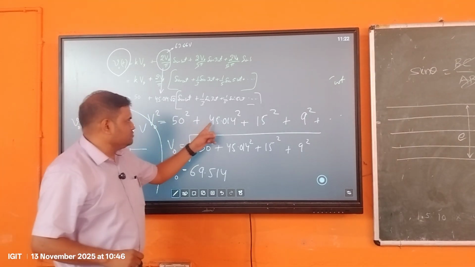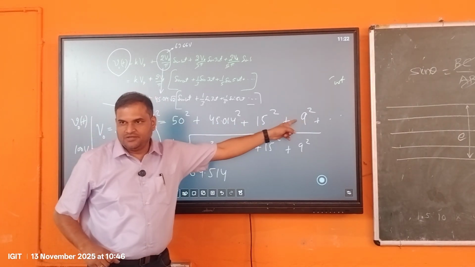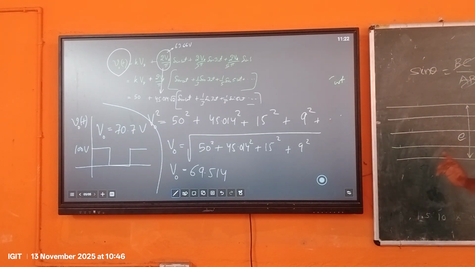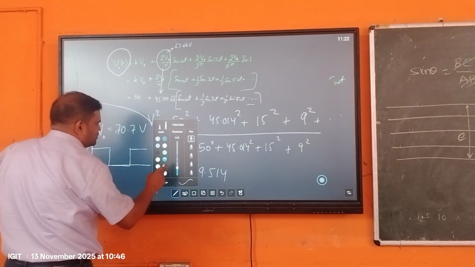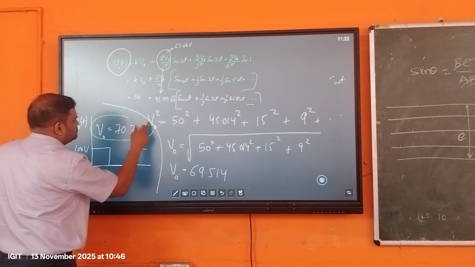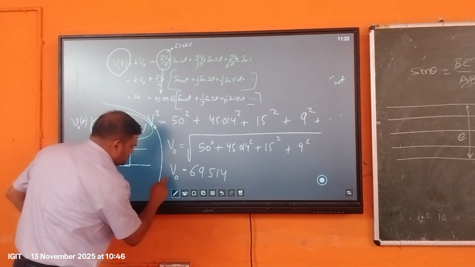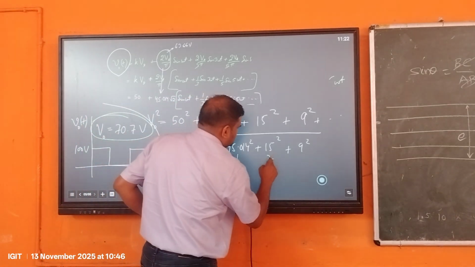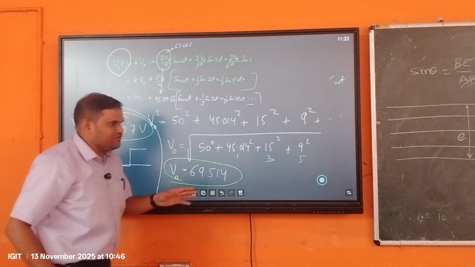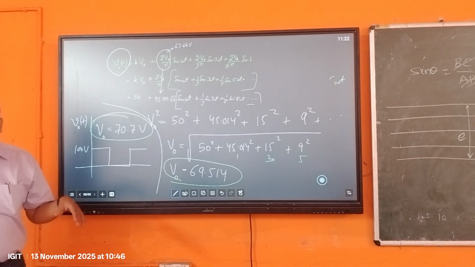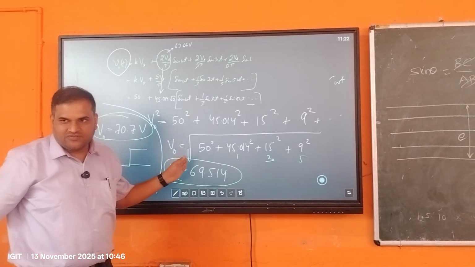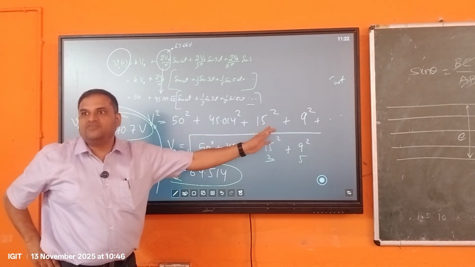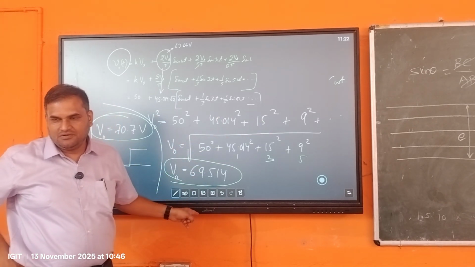We have taken up to the first, third and fifth harmonic. Suppose we add the rest of the harmonics, what is the total value? It will be coming around 70.7. Now this is the value if we add third and fifth. Suppose somebody asks you indirectly, what is the total RMS value if we add the DC component and the first, third and fifth components? So this is the answer.